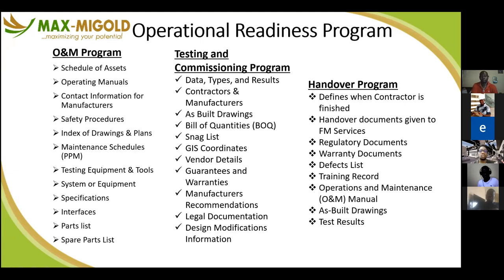Information about your contractors, manufacturers, having as built drawings, bill of quantities, snag lists that were used to inspect and correct situations on ground during construction, GIS coordinates of the various spaces, in fact, of your location, so you can actually put your location on the map of that facility. Vendor details, suppliers and all kinds of vendors, guarantees and warranties for the various assets built in there, manufacturer's recommendation for different kinds of activities like maintenance, legal documentations. This includes things like permits and so on and so forth, for different things like boreholes, like sewage plants, diesel tanks if they are very large, and so on and so forth.